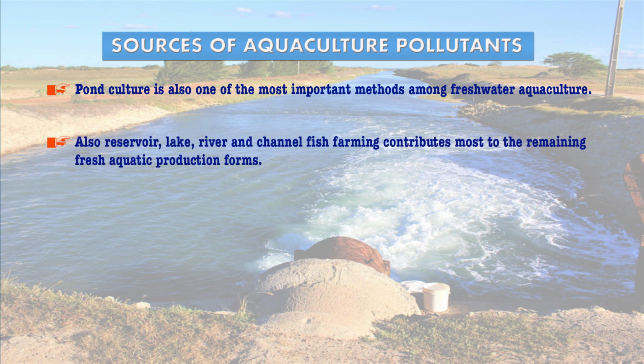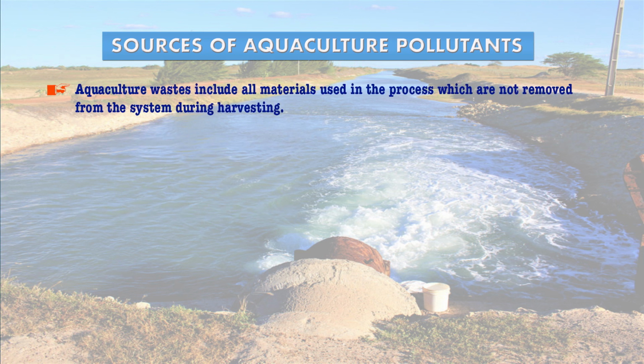Along the reservoirs, for example lakes and also rivers and channels, all here fish farming can contribute to the remaining freshwater aquatic production forms. So culturing in all these sources will definitely generate a large amount of waste and cause contamination of these waters, and they become polluted in the process. Aquaculture waste, if we talk about this specifically, can include all the material that is used in the process which is not removed from the system during harvesting.